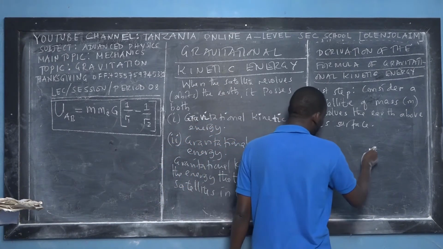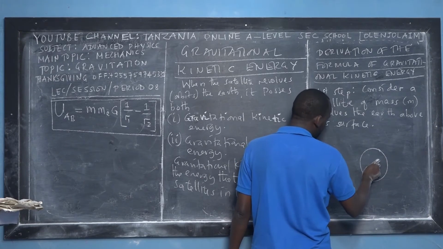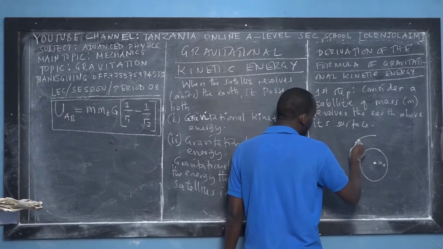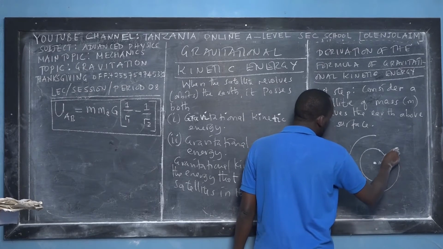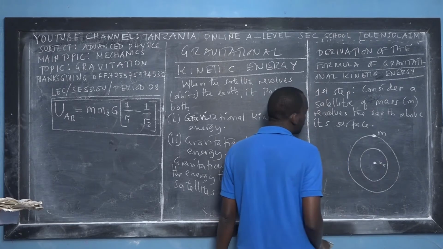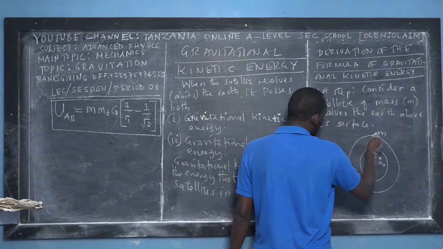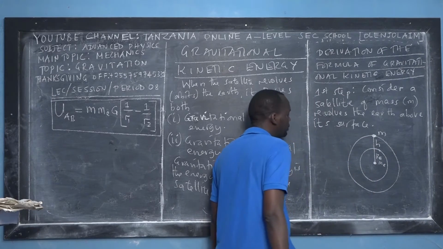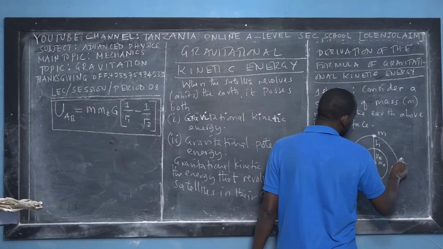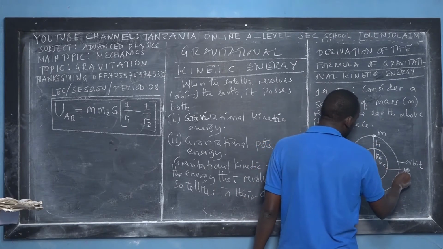So let me draw the figure of what I've stated there. This is the mass of the S, and then we have the orbit of the satellite. Suppose that here we have a satellite of mass M. This is the radius of the S, and this is the height, which is h. This is what we call the orbit, and this is the S's surface.